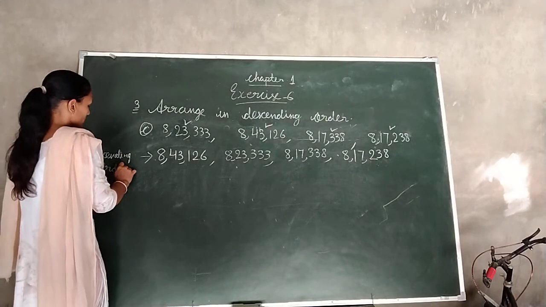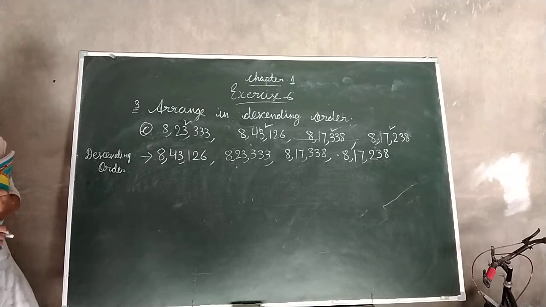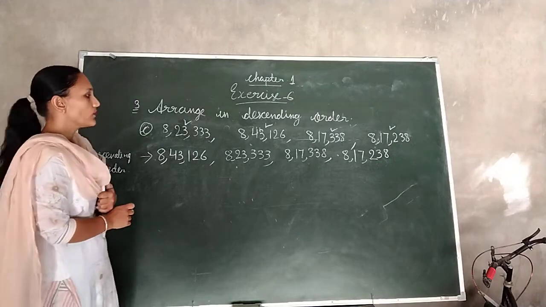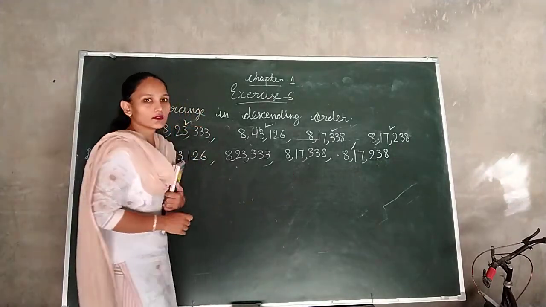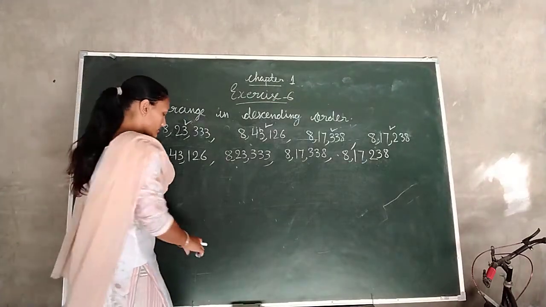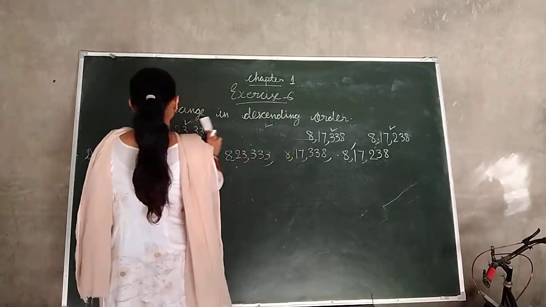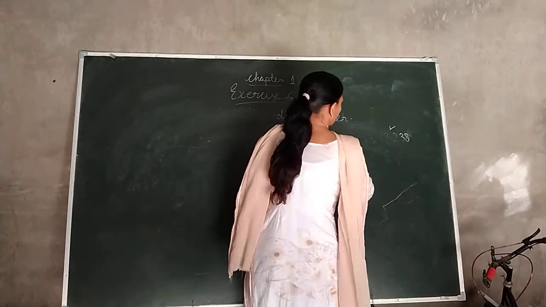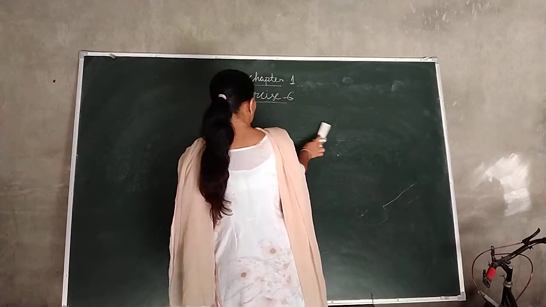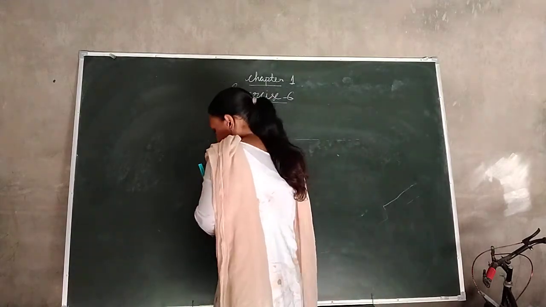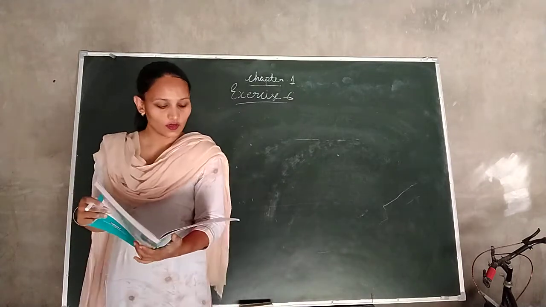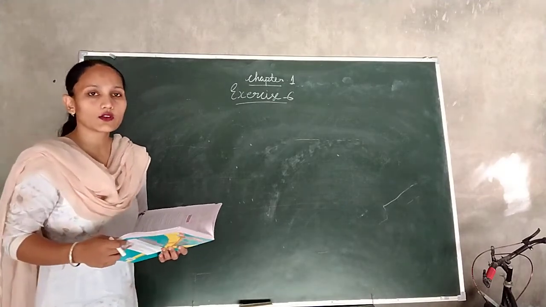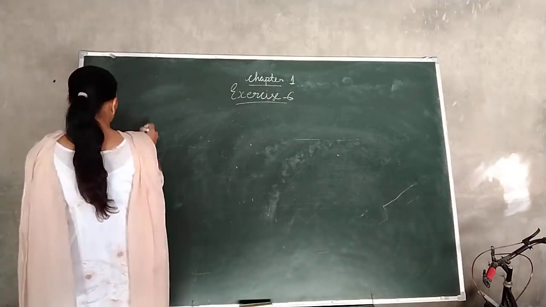Descending order. So in descending order, what we have to do? First of all, we have to find the greatest number. After that, we have to go downwards. So this was all about descending order. Next, fourth question. Circle the greatest number. Now we have given 3 or 4 numbers, so we have to find the greatest number.